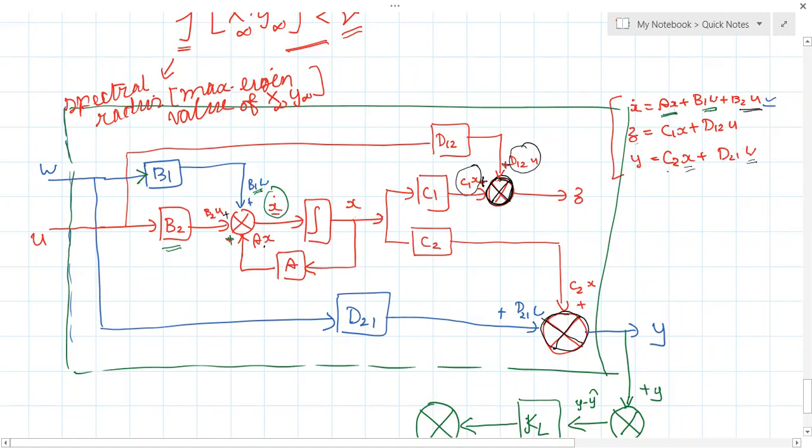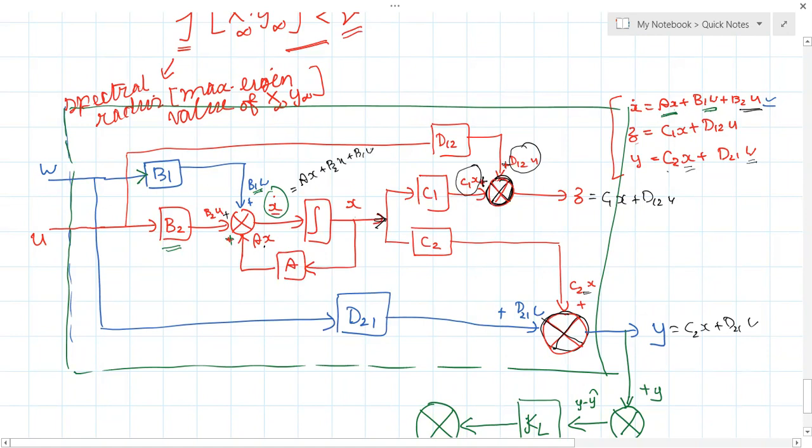So where is my x? This is my x. Here it is passed through a block of C2, so this signal is C2x. And now there should be a path from w at a gain of D21. So where's w? W is this signal. So from w, I am tapping another channel with a gain of D21, so that this signal is D21w. When added up, you will get y as C2x plus D21w. And this is C1x plus D12u. And x dot will be ax plus B2u plus B1w.